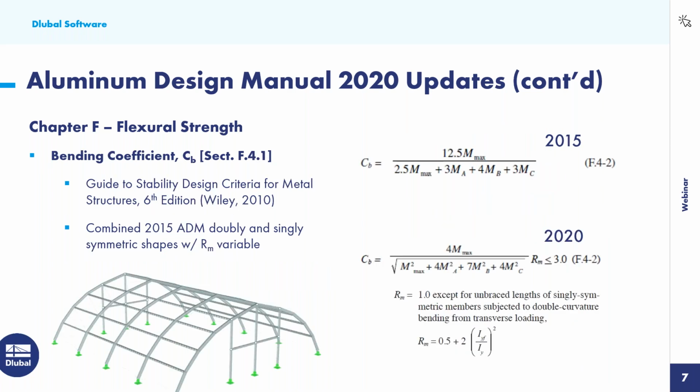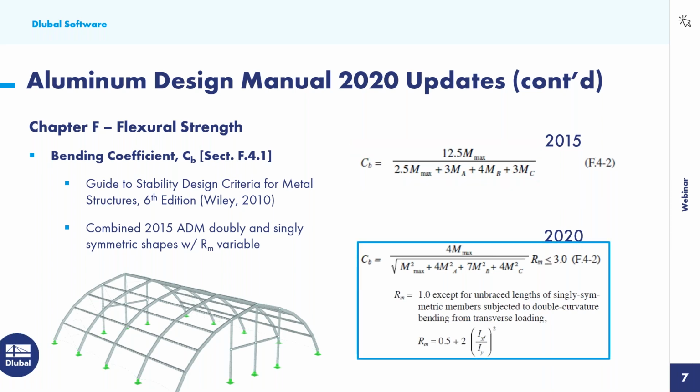Also in Chapter F for flexural strength, we'll see some differences with the bending coefficient C sub B equation in section F41. So looking at the 2015 equation, we can see this shown on the right-hand side. Now, when we compare that to the 2020, right below it, we can see obviously some differences here. Now, this equation from the 2020 comes from the Guide to Stability Design Criteria for Metal Structures, 6th edition.